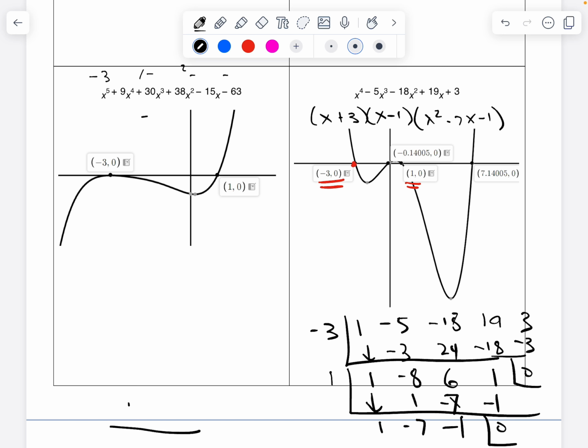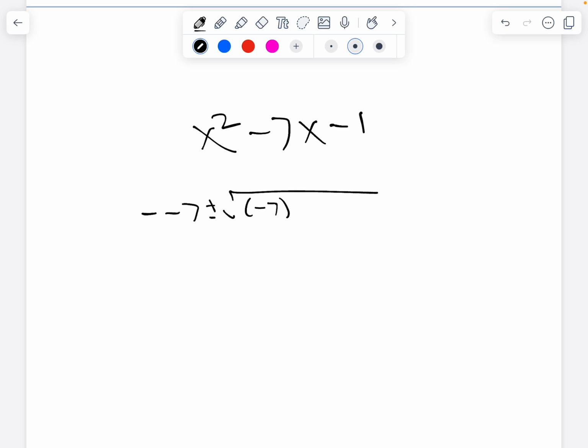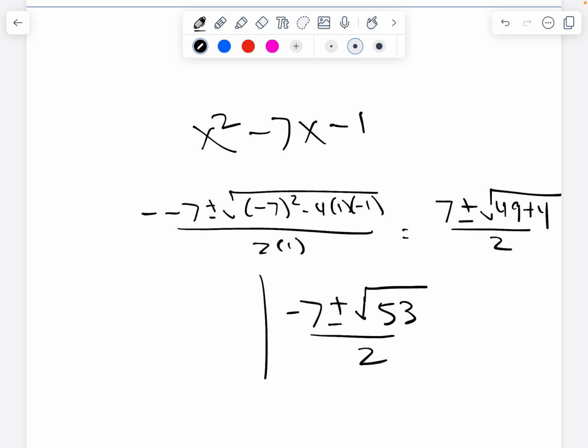So now we have to factor x squared minus 7x minus 1. And let's go down here and do that. If you haven't, pause this video and try to do this with the quadratic formula. Okay, negative b plus or minus the square root of -7 squared minus 4ac all over 2a. That's going to simplify to 7 plus or minus the square root of 49 plus 4 over 2. And this one, fortunately for us, just simplifies to this. You can't simplify that any further. You are done. Well, kind of.